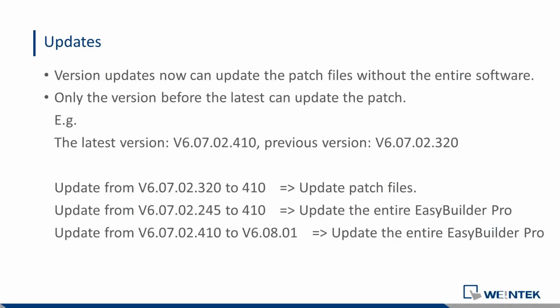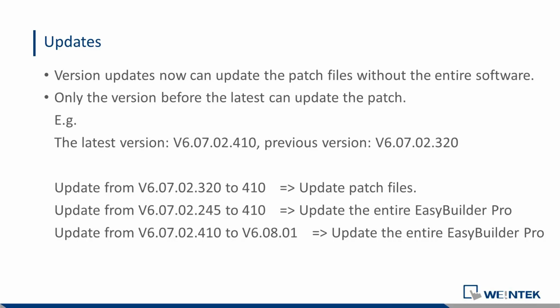All right. So first of all, if you have been using a recent version of our EasyBuilder Pro, you will know that we support online update version now, right? But starting from V6.07.02, the version updates can now update the patch files without downloading the entire software. But only the version before the latest one can update the patch, for a faster update.